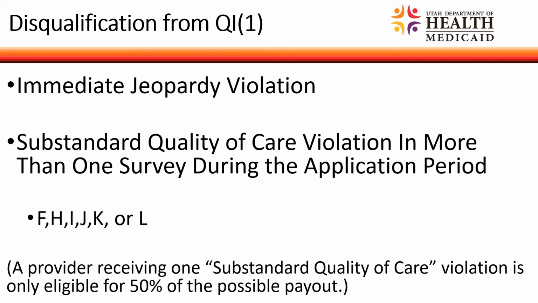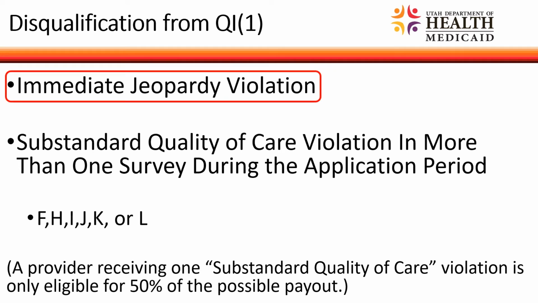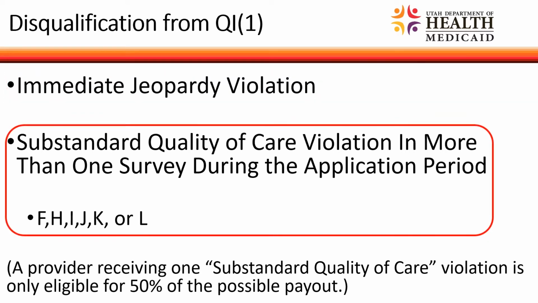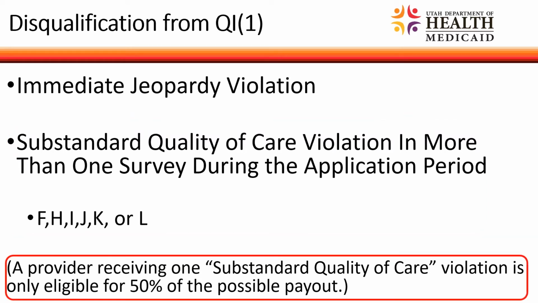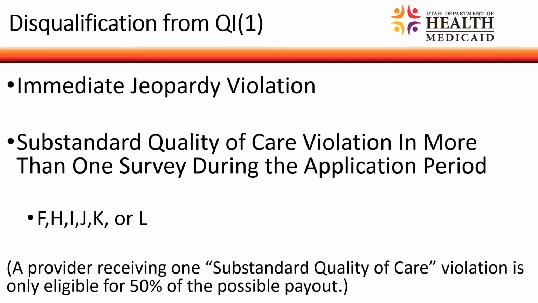A provider will not qualify for any QI monies if receiving an immediate jeopardy violation or receives a substandard quality of care violation in more than one survey during the application period. If a provider receives one substandard quality of care violation, the provider is only eligible for 50% of the possible payout. The monies are distributed based on the proportionate share of the total Medicaid patient days in qualifying facilities.